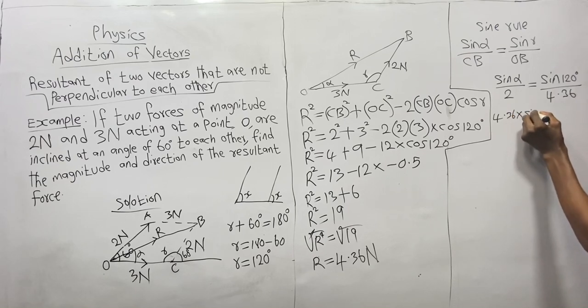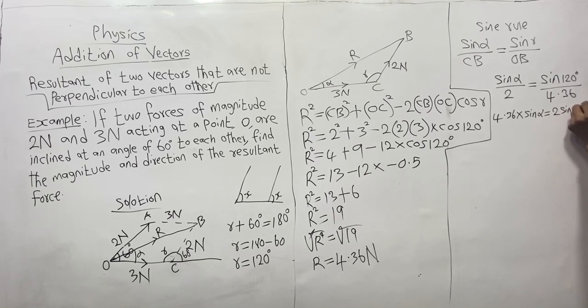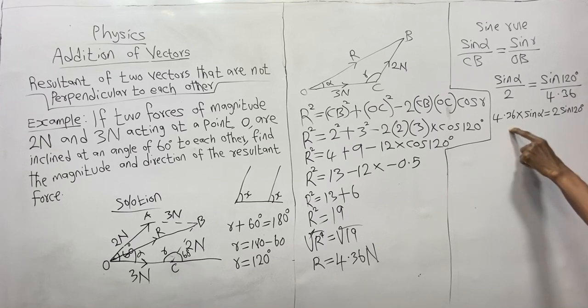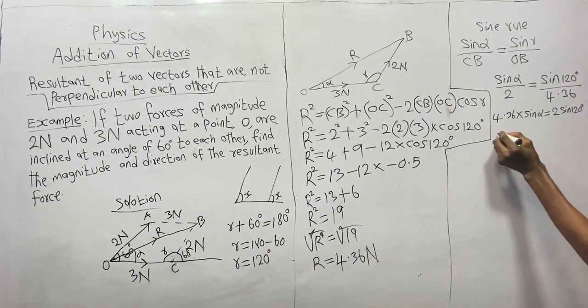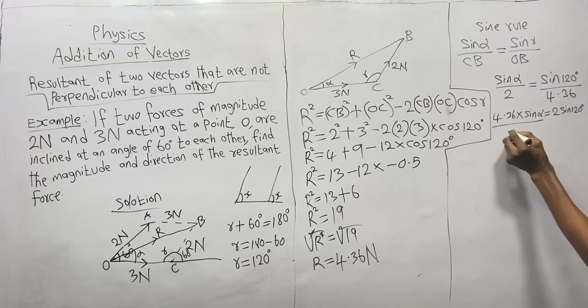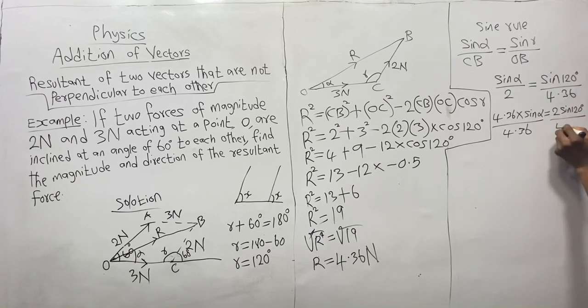times sine alpha equals, this comes and meets this, 2 sine 120 degrees. So what are we going to do now? You divide both sides by what? 4.36. So that what will be left this way will now be what? Sine alpha. So if you divide it like that, we now have 4.36. You also divide by 4.36.